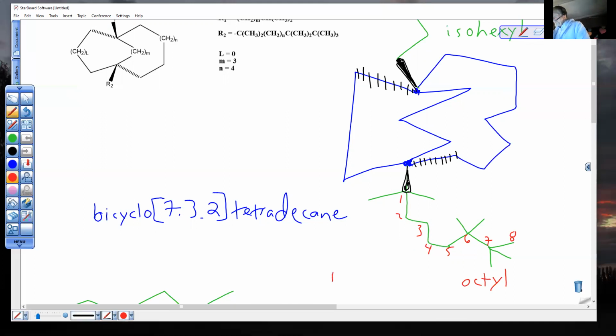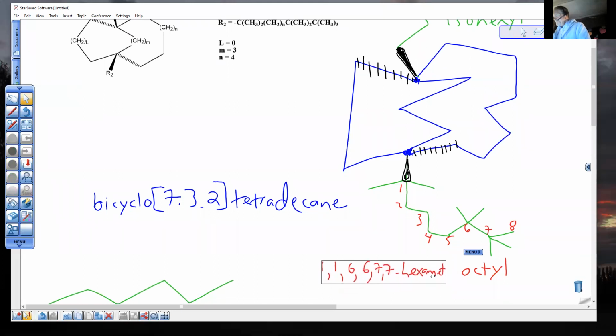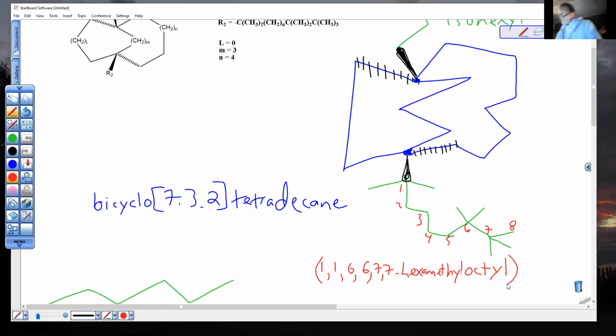Hexamethyl. 1, 1, 6, 6, 7, 7. Hexamethyl. Oh boy. Sadly, you can't do that on a test, huh? And now that made that into a B because I'm spatially challenged. Hexamethyloctyl is the name of the group. And it better go in parentheses because these numbers are only for the group, not for the chain.